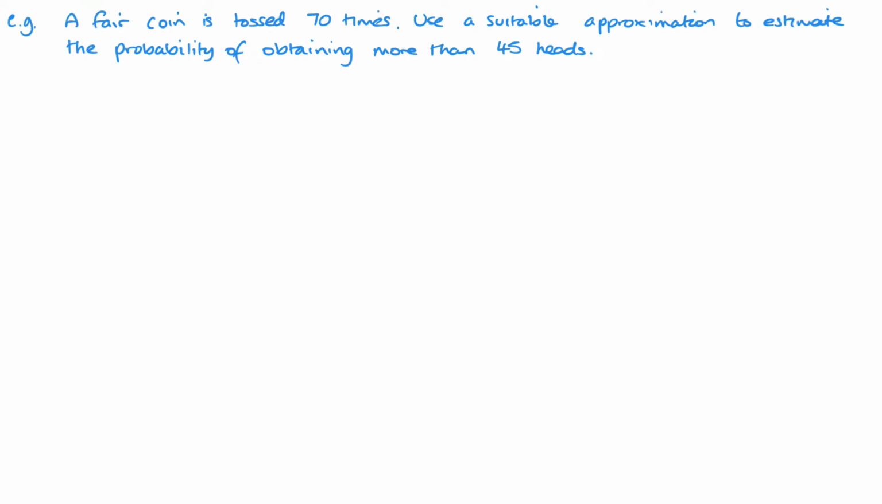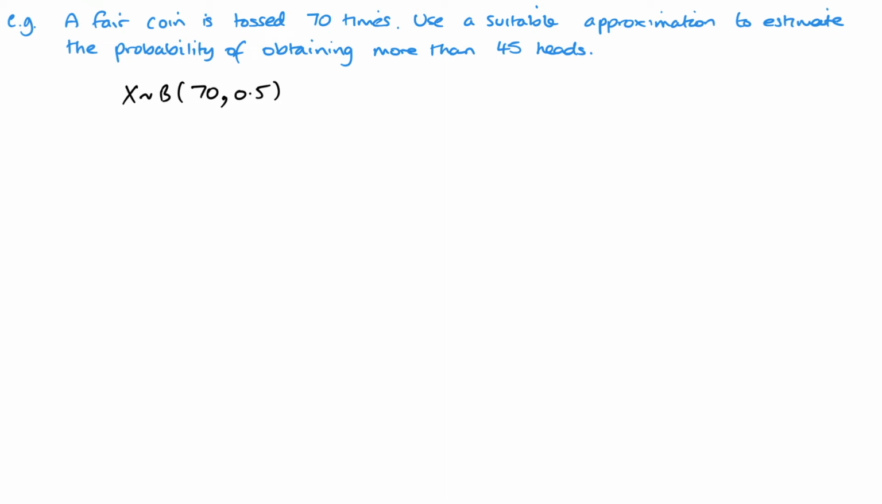Now, in this example, the first thing to do is determine what distribution we're looking at, and obviously this is binomial, as this is what the video is about, but you need to be able to spot this as well. So n is 70, and the probability is 0.5, as it is a fair coin there.